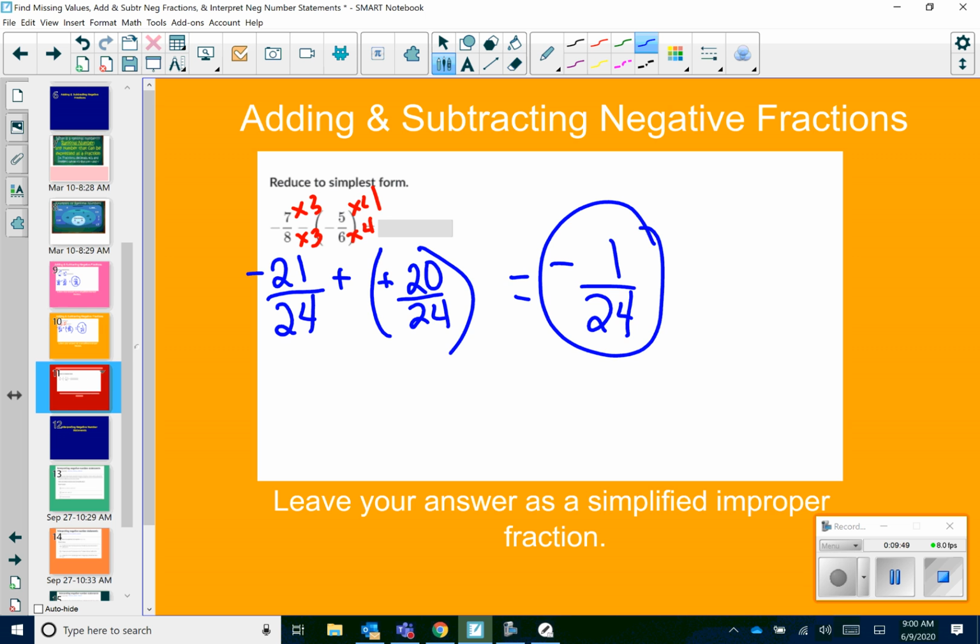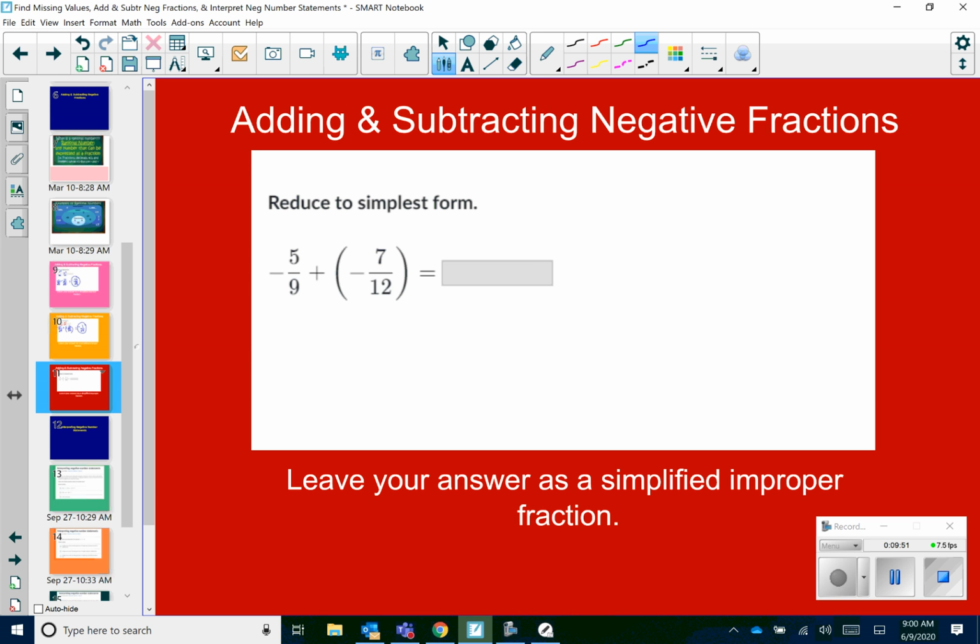Let's try another one. Okay, so our denominators are 9 and 12. So let's use 12 and go through its multiples to find our common denominator. Obviously 9 doesn't go into 12, 9 doesn't go into 24, 9 does go into 36, so 36 will be our common denominator. Let's go ahead and set up our equivalent fractions.